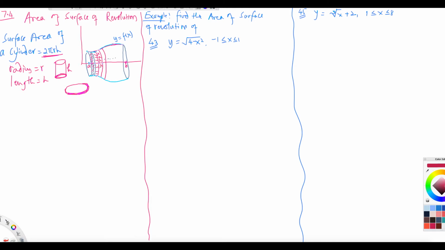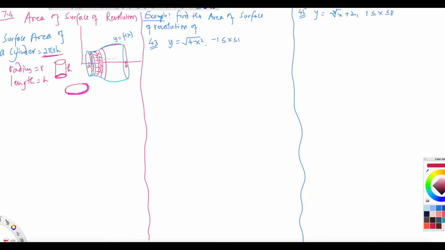So basically we will use this formula to find the surface area of each cylinder, and then add up the surface areas of those cylinders to get the surface area of the whole solid, or the surface. All right, that's the idea.